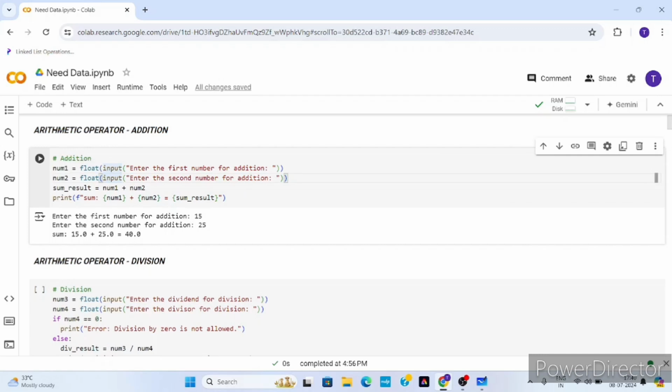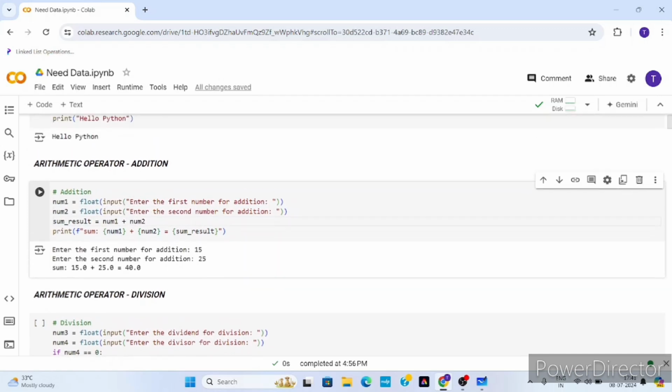And now I am going to add. This plus is the arithmetic operator for addition. To add these numbers, I am going to use num1 and num2, and I am going to save this result in sum_result, that is, sum underscore result. This is also a variable to store the values. And next I am going to print.